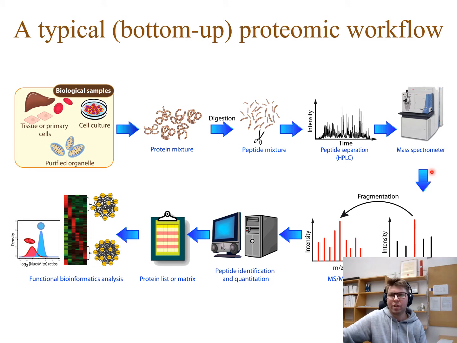And the mass spectrometer determines the masses of intact peptides and the fragment masses of these intact peptides. And this information can then be used to query proteome sequence databases that are typically generated from translated genomic information. This generates big matrices of protein abundance metrics across the analyzed conditions that can then at the end of the day be explored using different bioinformatic tools.